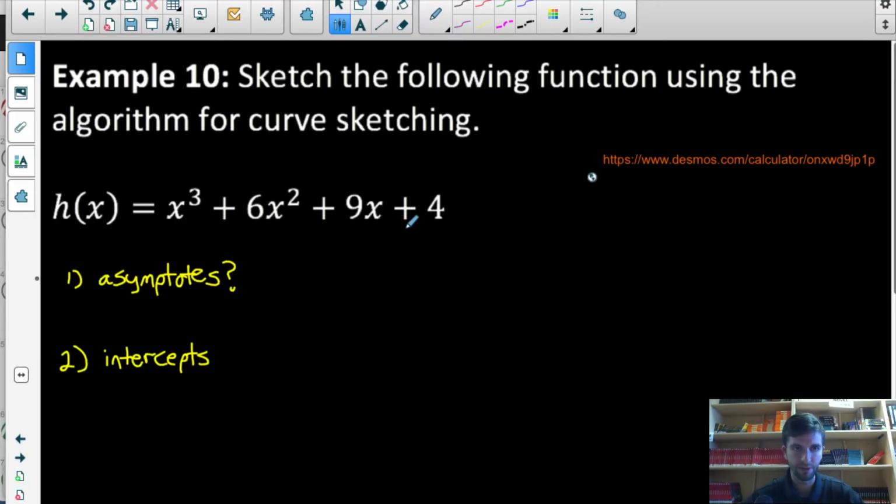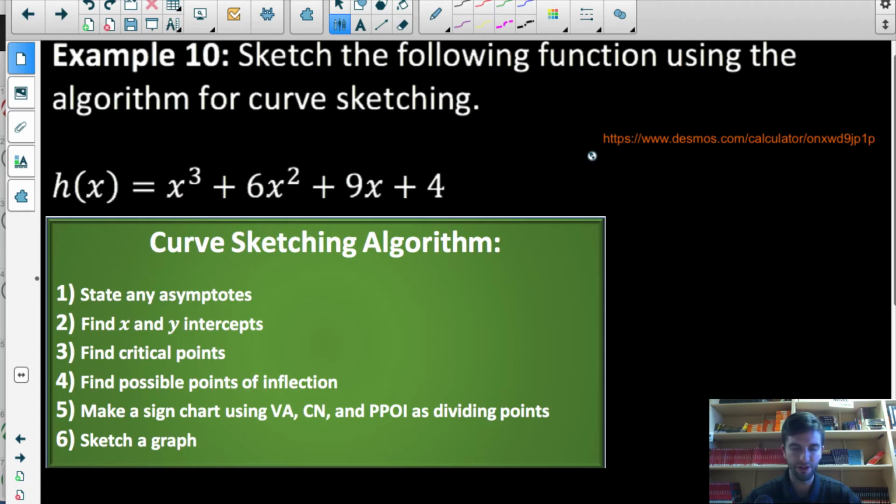Okay, let's do a curve sketching question. Example 10, sketch the following function using the algorithm for curve sketching. This algorithm is just a list of steps that gets us key features of the function, including intercepts, max and min points, intervals of concavity, points of inflection, and so on. So I'll walk you through the algorithm for curve sketching, and we'll get an accurate graph of this function here.